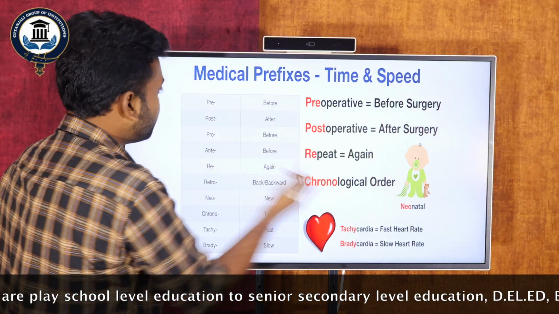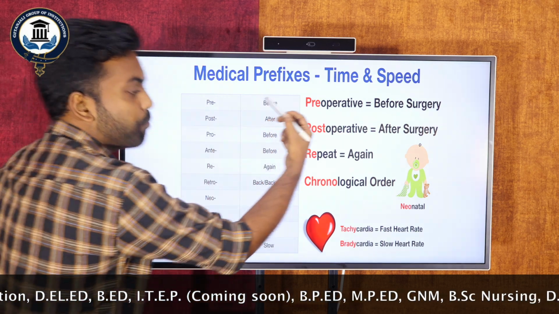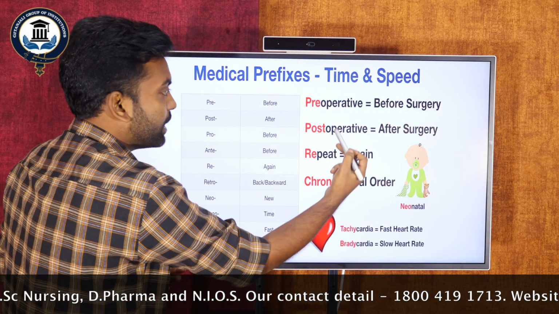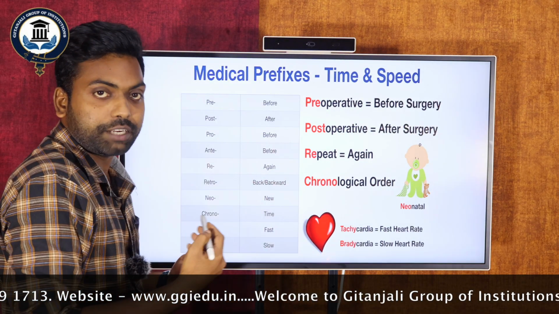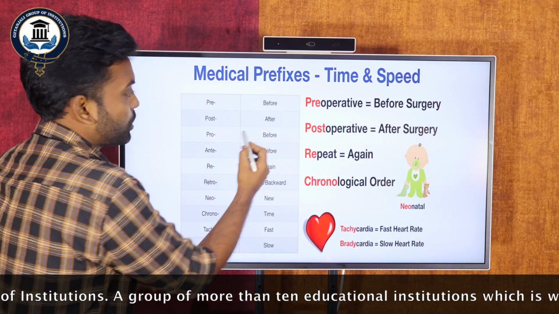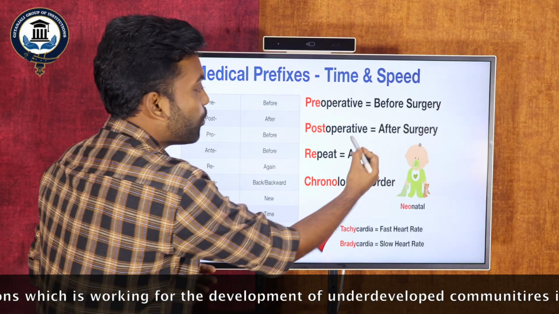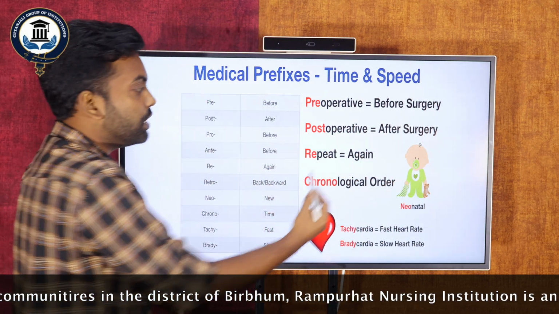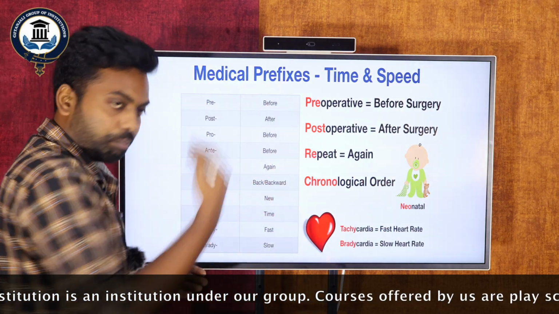So here you can see that there are different kinds of terms. Pre is nothing but before. For suppose, pre-operative, in the sense before surgery. If you want to tell what is going to happen before the surgery, in medical terminology we call it pre-operative. And post is nothing but after. For example, post-operative: after surgery is called post-operative. After surgery is general English, whereas in medical terminology you say post-operative. And next I can say ante, nothing but before.